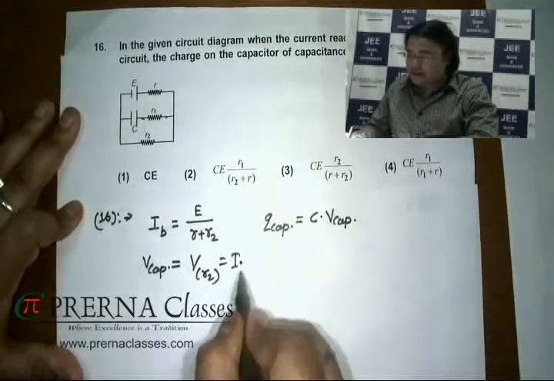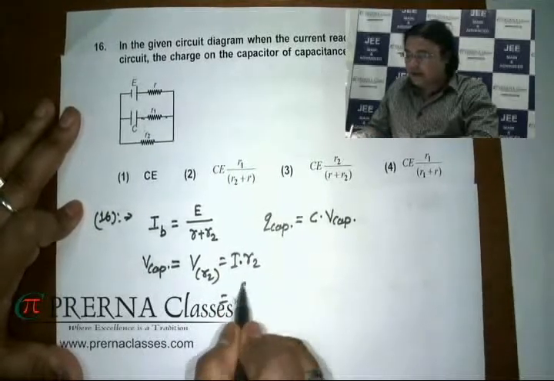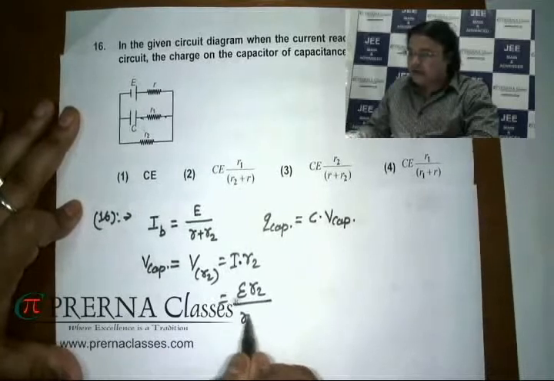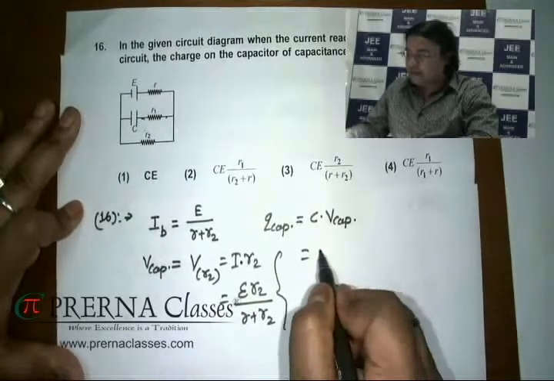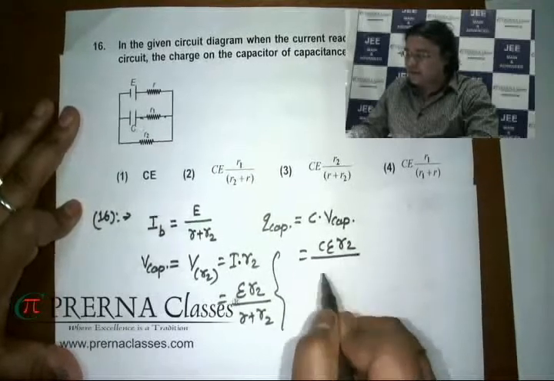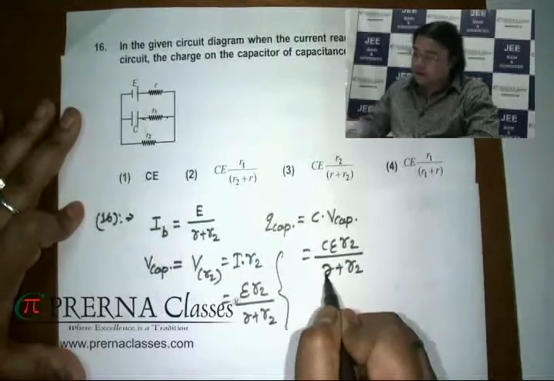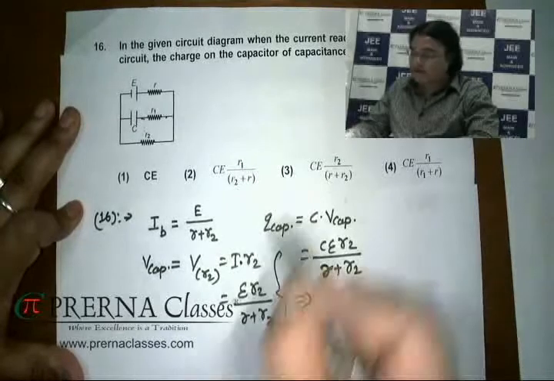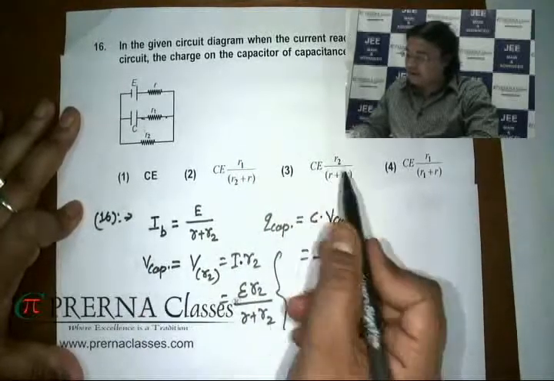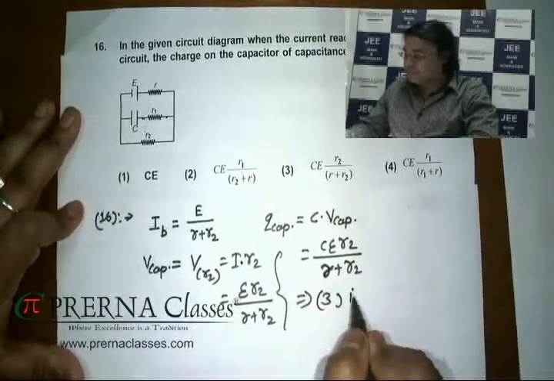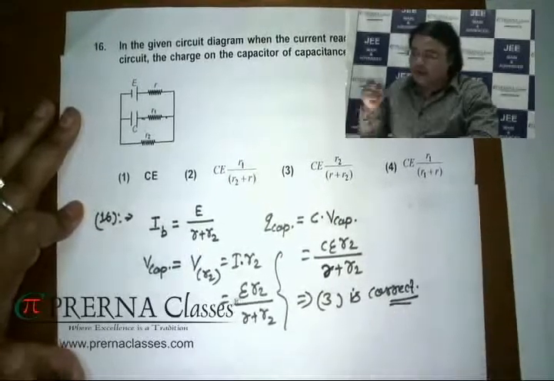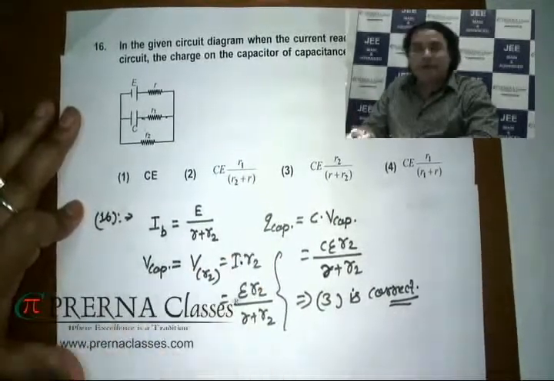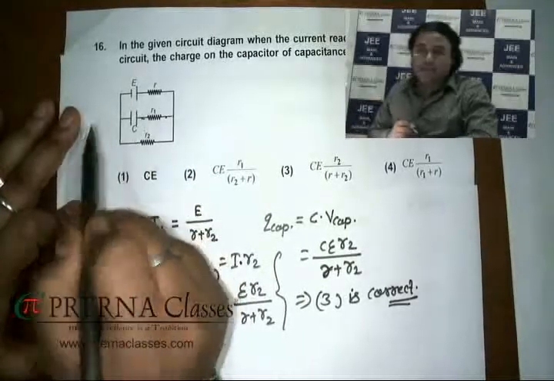So what will be the expression? ER2 by R+R2. So the charge on the capacitor will be CER2 by R+R2. Okay, so that implies the correct option here is 3. So 3 is correct. So the concept here is that there is no current in a capacitive branch at the steady state.